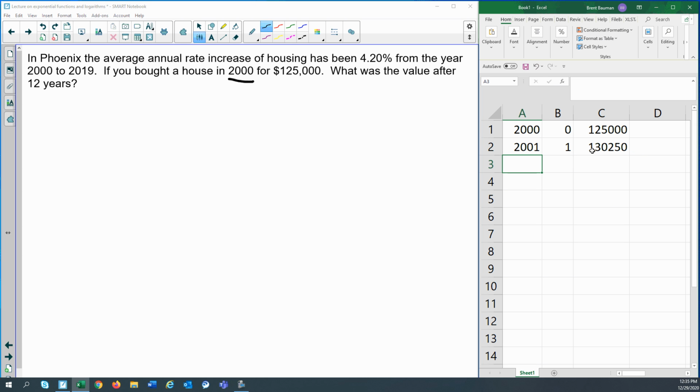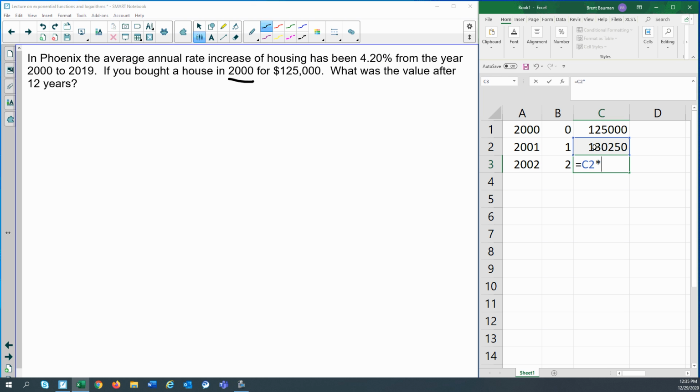And so now we're saying it's just over $130,000. That seems like a reasonable answer as we're moving forward. So let's see what our price in 2002 would be. That would be 2 years after. And again, we know the cost here from last year, and if we know we're increasing by 4.20%, then we can just follow the same process.